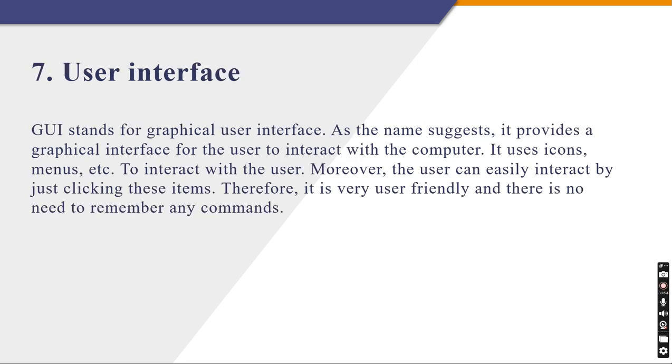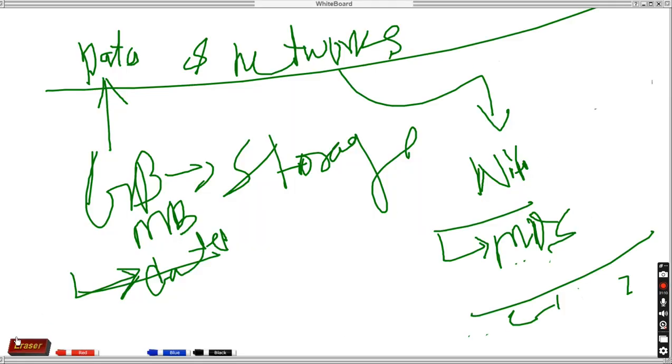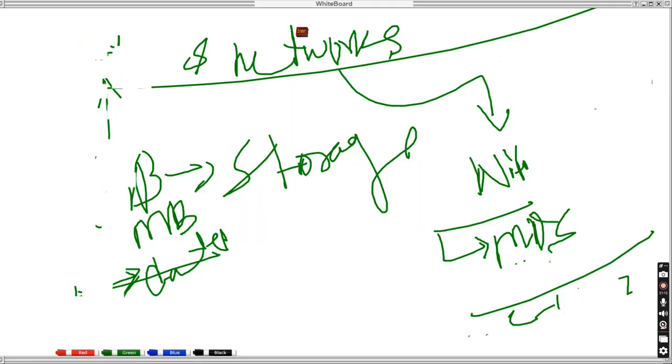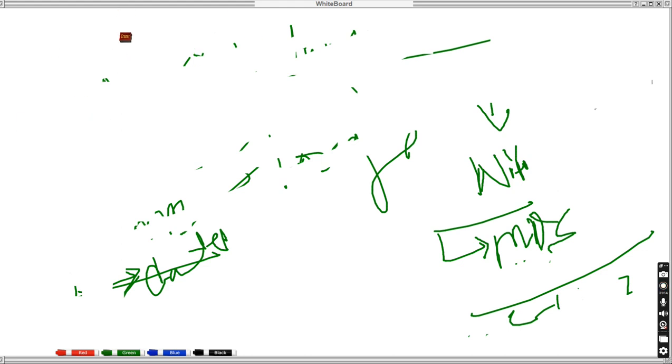And the seventh one is the user interface. As I told you, the system sits between the user and the applications. Wait a minute.